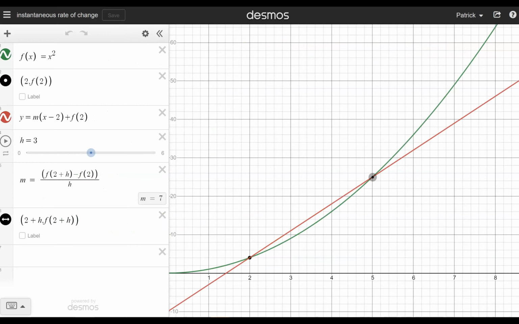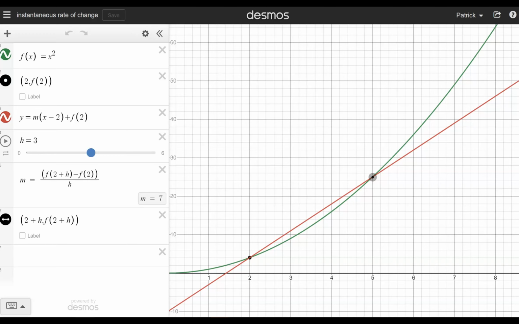I just wanted to quickly illustrate for you what is happening when we're calculating the derivative of the f of x equals x squared function that we just did earlier. So here is f of 2 plus h minus f of 2 over h, and it says that m is equal to 7 here. That means that when our h value is 3, we're looking at the point 2, and 2 plus 3, which is giving us 5. So basically, we have a secant line here. The green graph is our f of x equals x squared function, and the red line is our secant line. And m is calculating the slope of that line, which in this case is 7.